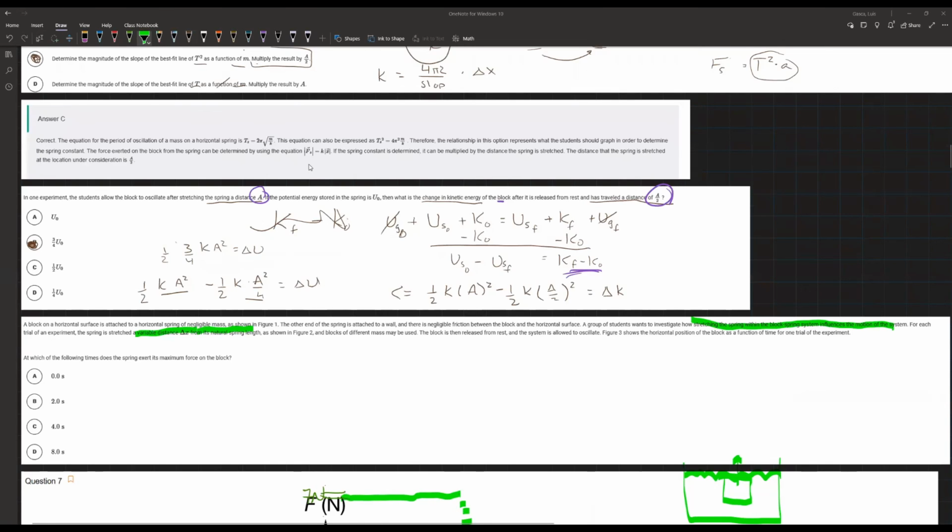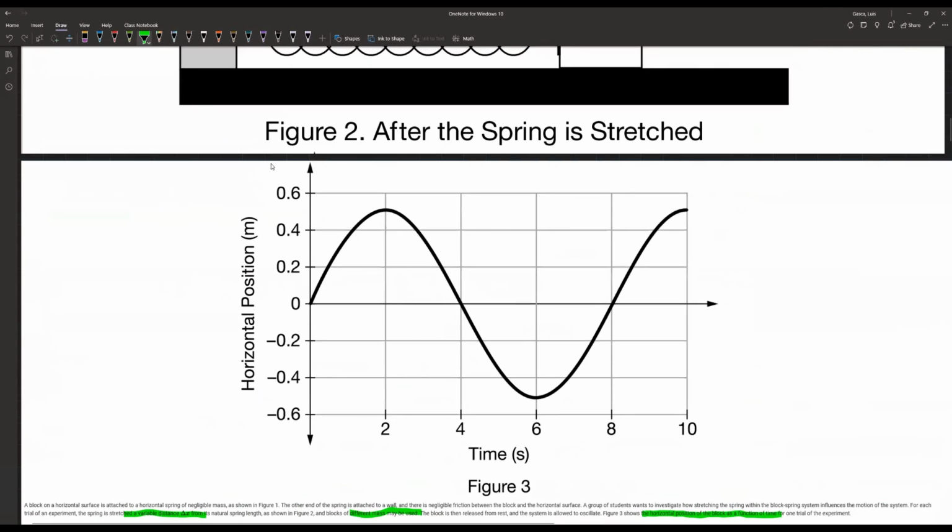The block is then released from rest, and the system is allowed to oscillate. Figure 3 shows the horizontal position of the block as a function of time for one trial in the experiment. At which of the following times does the spring exert its maximum force on the block? And so we have horizontal position as a function of time. The important thing about harmonic motion is that the force is proportional to the displacement. And this is the equilibrium position. So we have maximum displacements at 2 seconds, and at 6 seconds, and at 10 seconds.